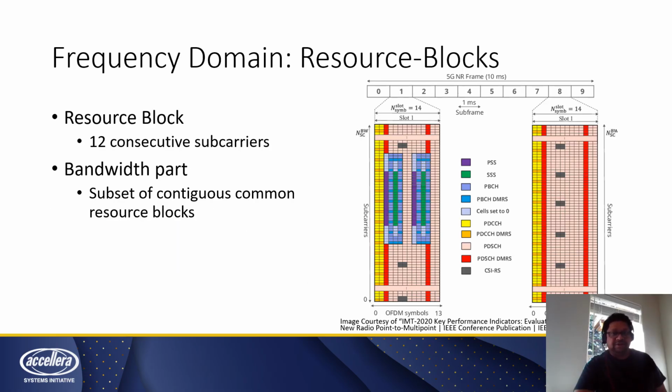All right. In the frequency domain, we see resource blocks, and each resource block represents 12 consecutive subcarriers, and a subset of contiguous common resource blocks is called a bandwidth part, which is where all our allocations in the frequency domain are limited to. It is always a subset of the entire bandwidth that is available for our allocations.